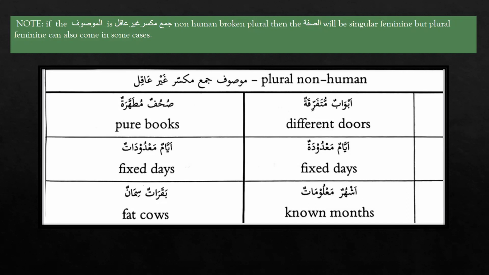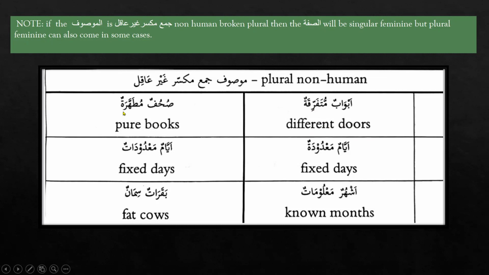So here are some examples for the Mawsuf Jama Mukassar Ghair Aqil. The first word is abwabun. Look here. This abwabun is a Jama Mukassar Ghair Aqil word and it is followed by a singular feminine sifa, mutafarriqatun. And what is the sign of the singular feminine? The ta marbuta at the end of the word. So abwabun mutafarriqatun, different doors. A plural non-human is followed by a singular feminine sifa. Let's go to the next sample.